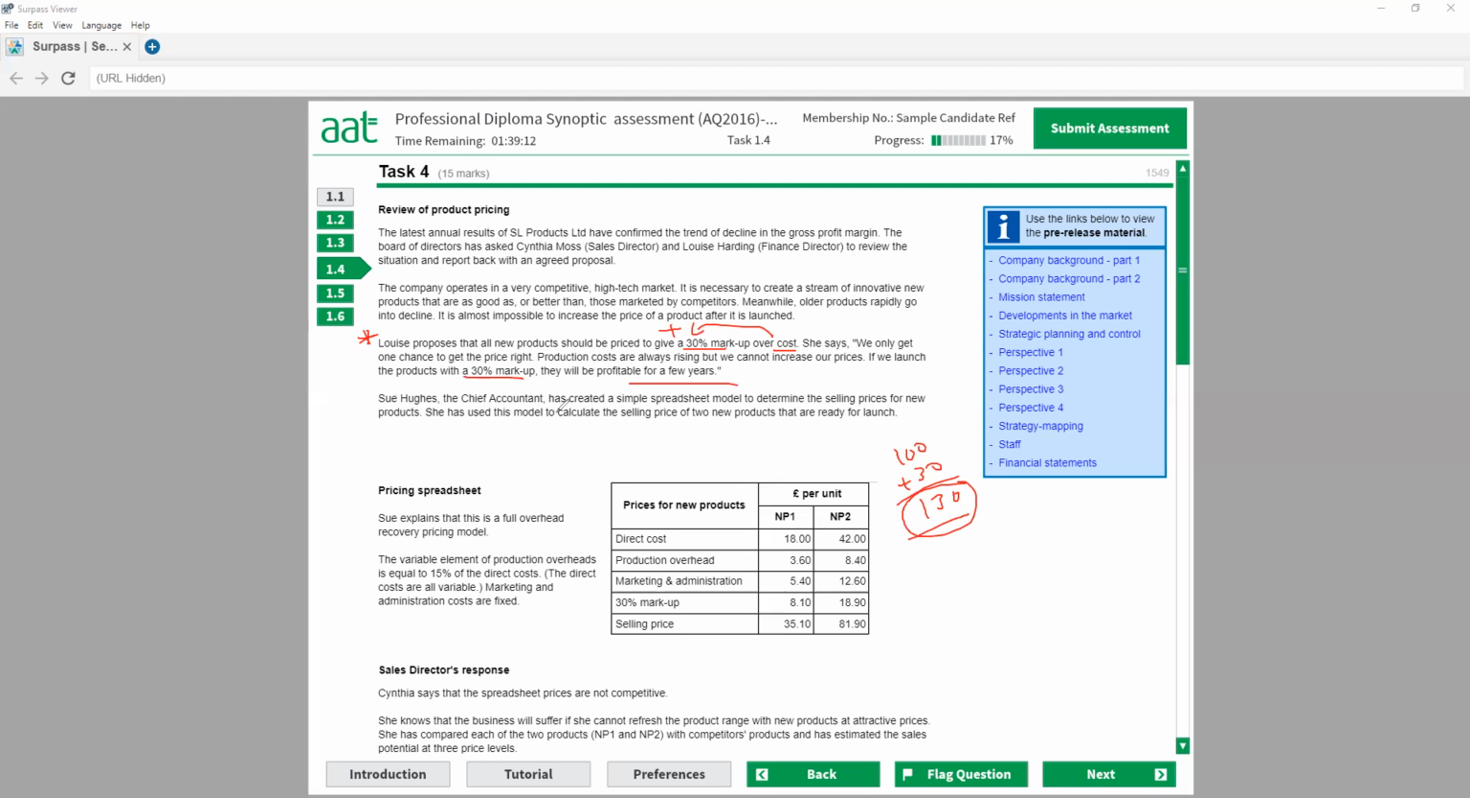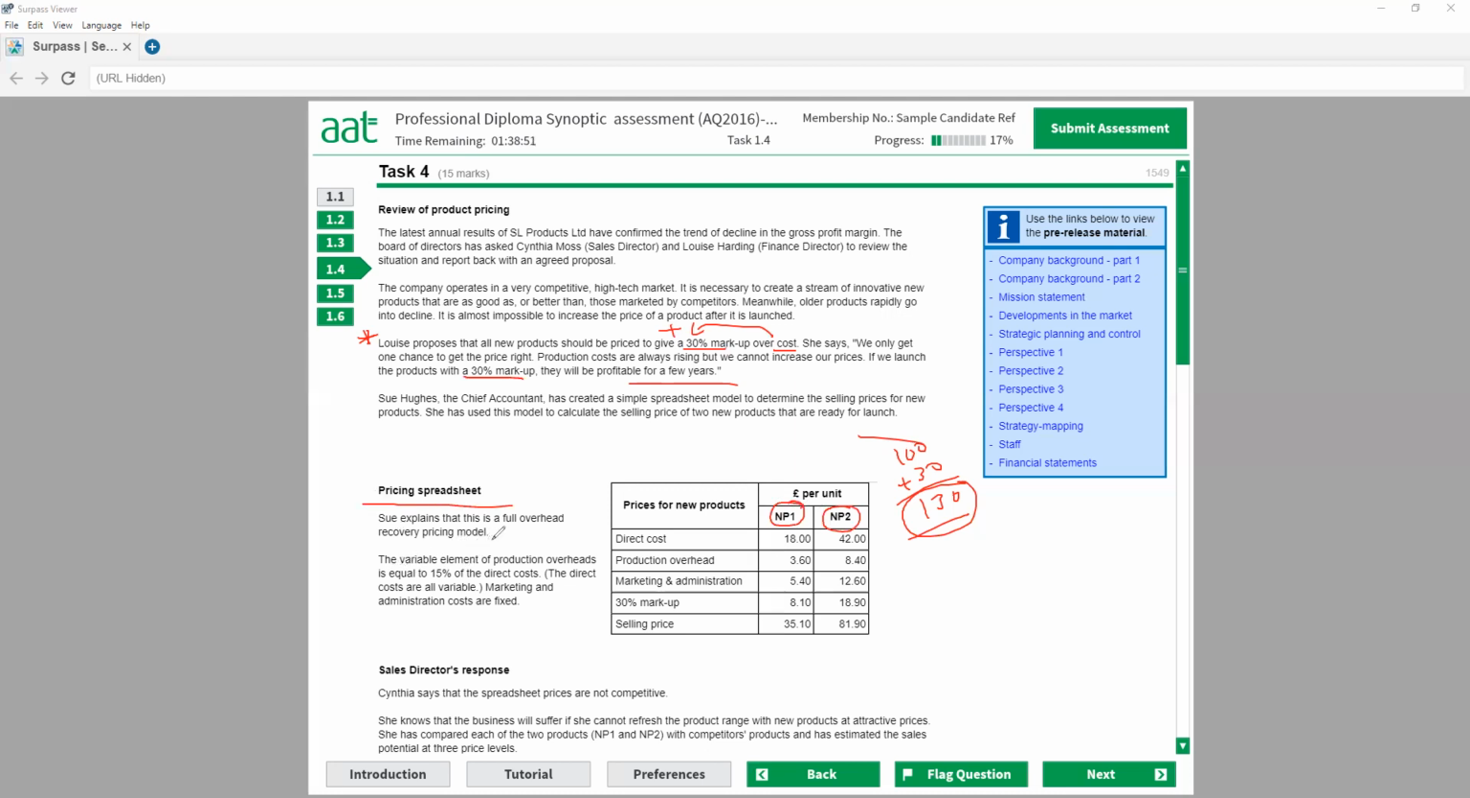The chief accountant has created a simple spreadsheet model to determine the selling price for new products. She has used this model to calculate the selling price of two new products that are ready to launch. So you have two new products, NP1 and NP2. Pricing spreadsheet.